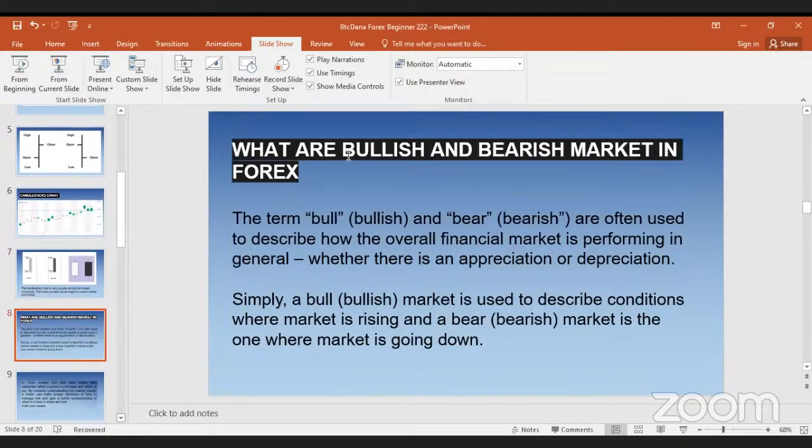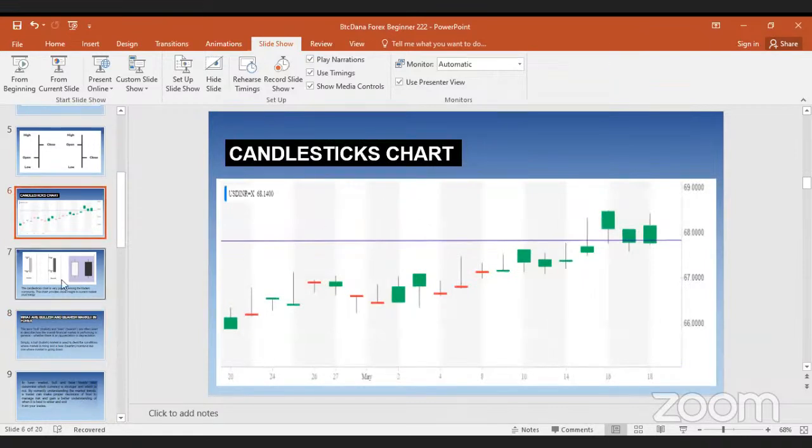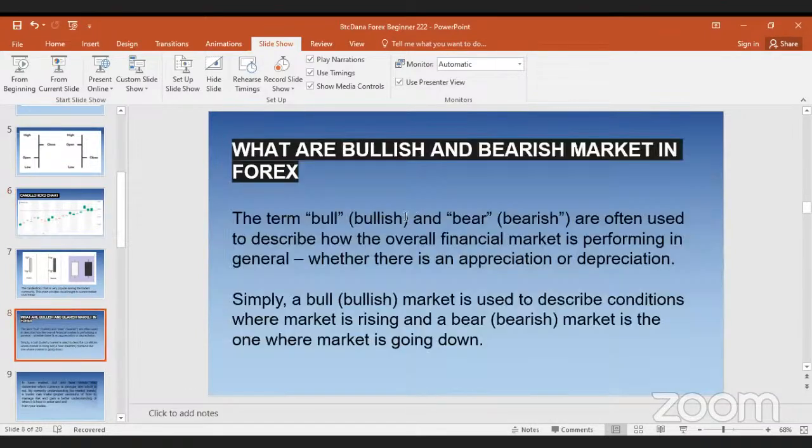Now, like I was saying earlier, we have a bullish and a bearish market. Before we got here, I know some of us must already know what a bullish and a bearish market is, because I already made mention of it. If you remember, in the candlestick chart pattern, I was saying green is bullish, red is bearish. The terms bullish and bearish are often used to describe how the overall financial market is performing in general, what the market is doing at that particular moment.